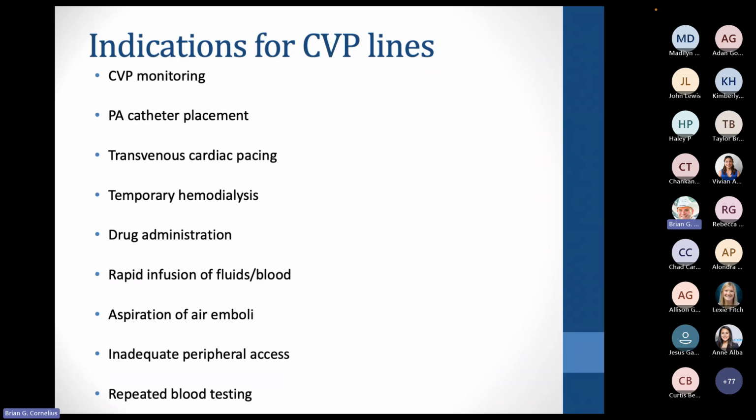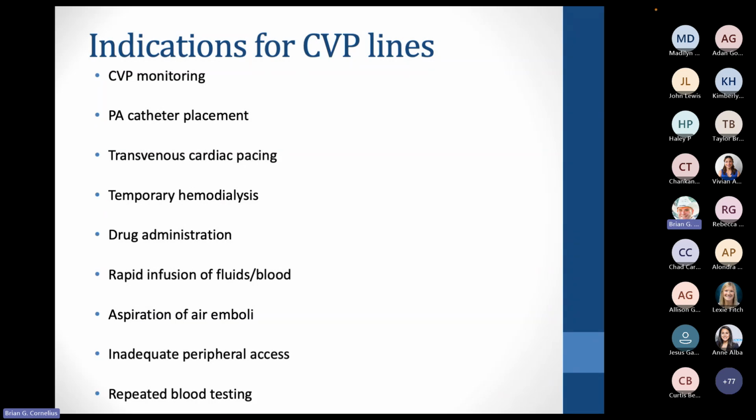These are just some indications for central venous pressure lines. Obviously, CVP monitoring. We may use this either in conjunction with a PA catheter, or you may use it separately. All our PA catheters have the ability to monitor CVP. You may use a combination device like I was talking about earlier with a temporary cardiac pacing wire on it. We may use temporary hemodialysis lines. A lot of times they'll be very close to where you can use them for CVP monitoring, not all the time. Sometimes we'll put central lines in for caustic medication. Sometimes we do it to give blood and fluid very quickly or in large volumes.